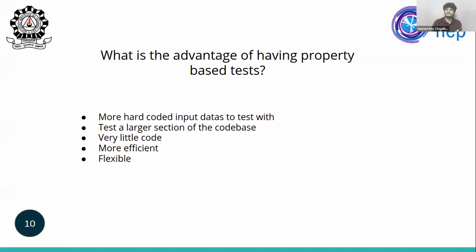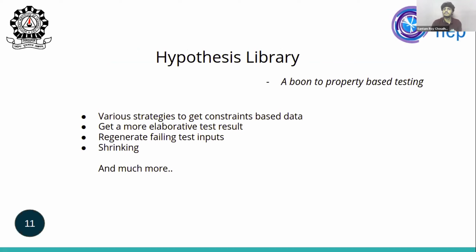What are some of the advantages of property-based testing? We don't have to hard-code input data. We can test a larger section of the code base with a very small amount of code, and it's highly efficient and flexible. Hypothesis is one of the greatest examples that facilitates property-based testing, and it has tons of features like various strategies to get constraint-based data. We can have highly elaborate test results, regenerate failing test inputs, shrinking, and much more.